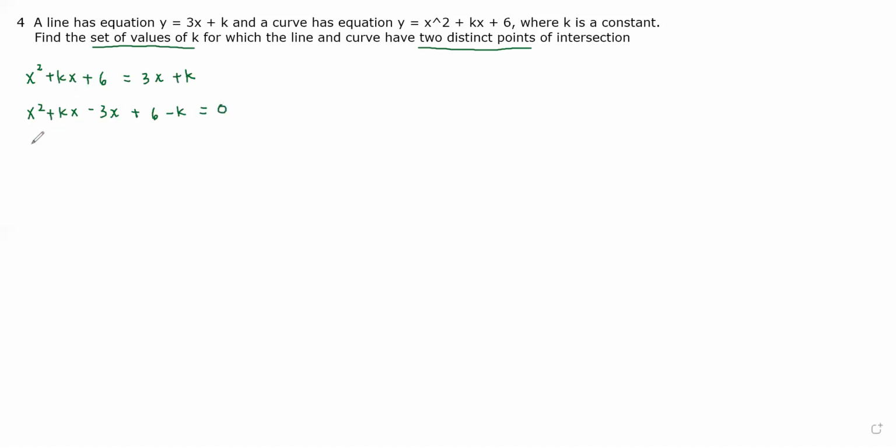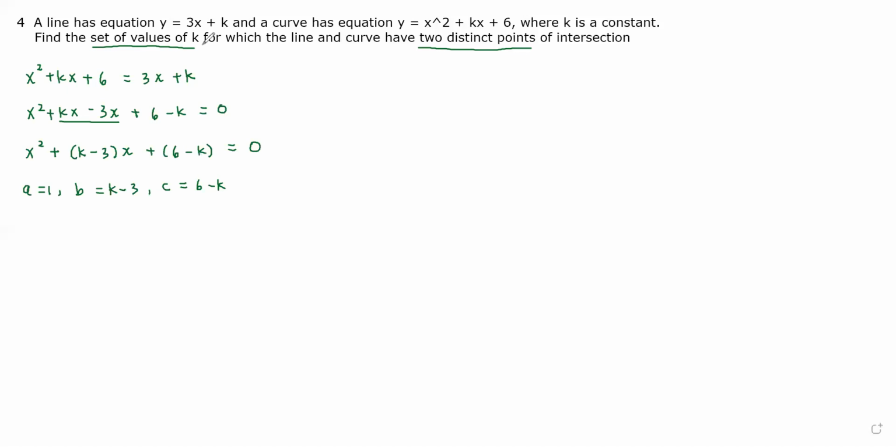It's better if you group these two together. So these two can be factored to be k minus 3 times x, and then the last term here, 6 minus k, equals 0. This is a quadratic where a is 1, b is k minus 3, and c is 6 minus k.